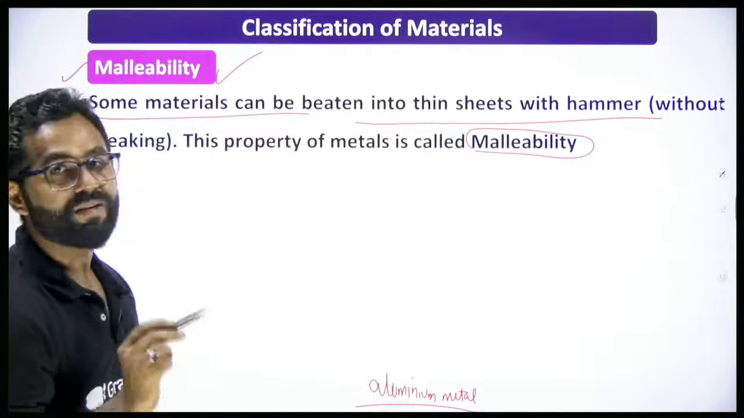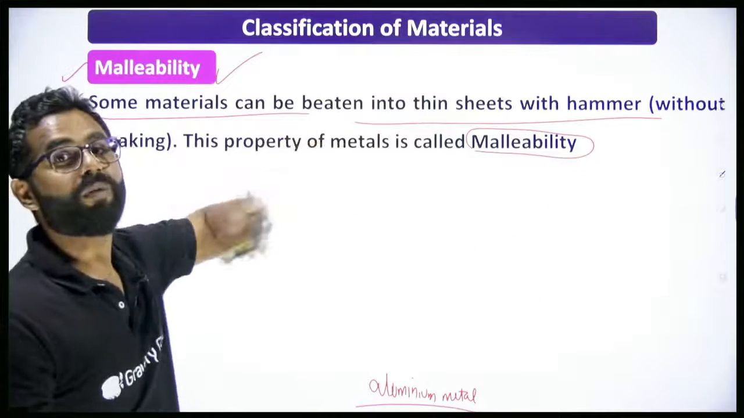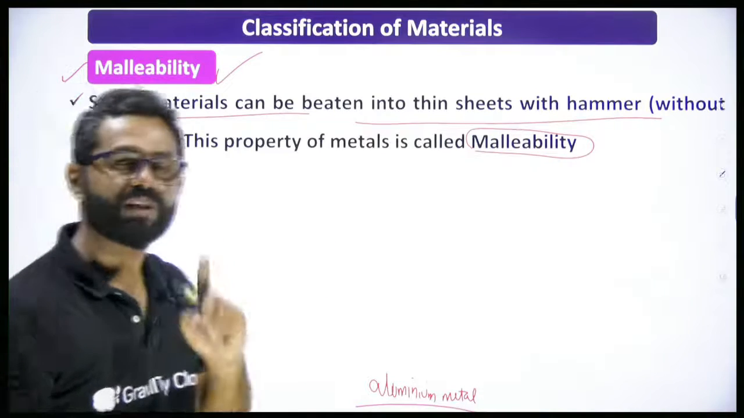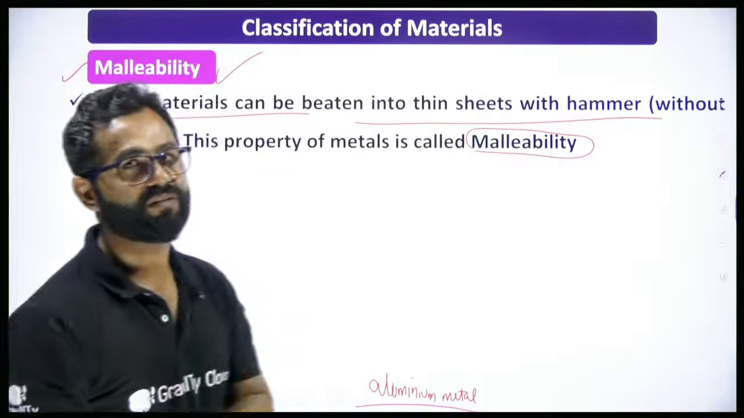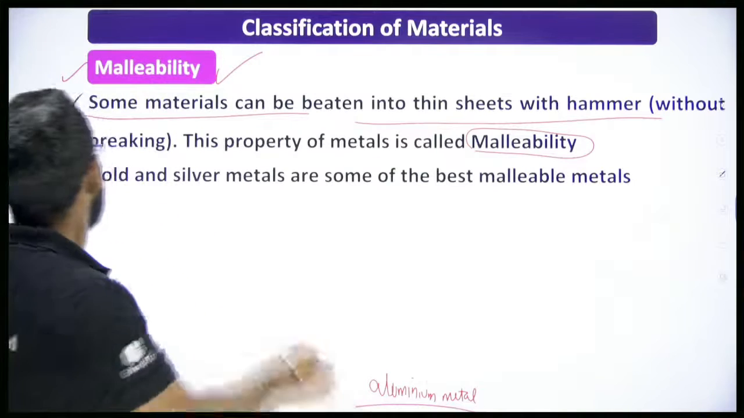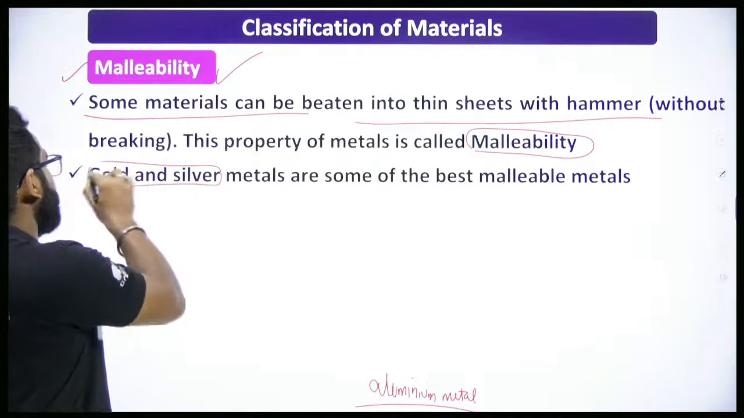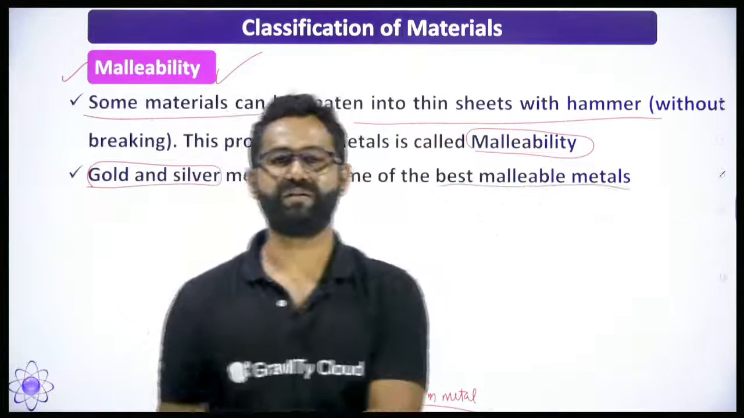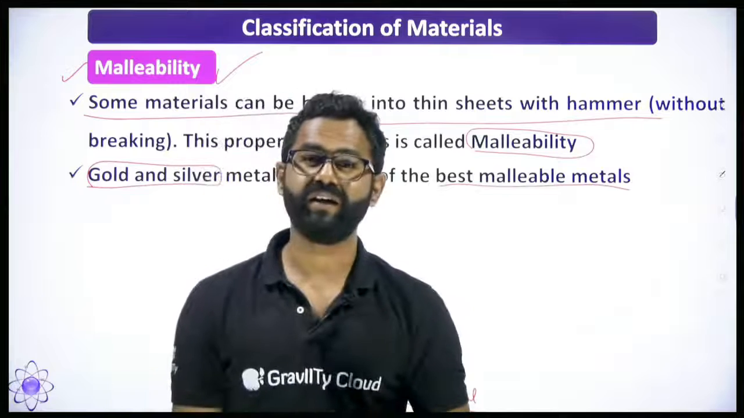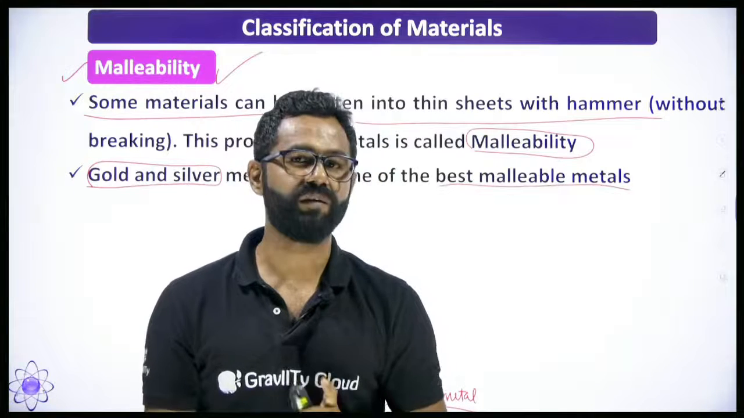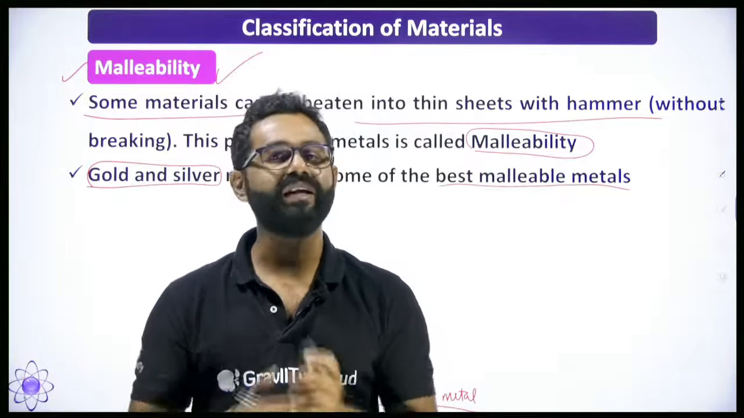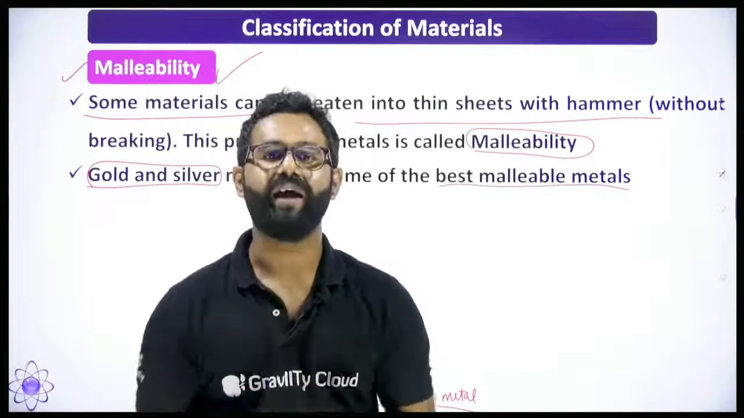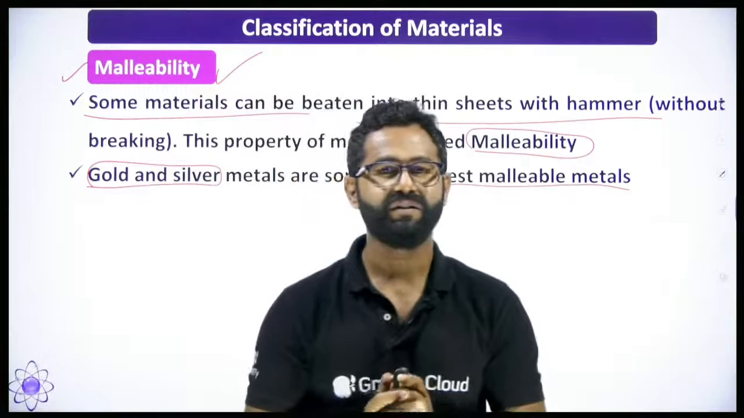When I say malleable, that means malleability is a property of materials according to which we can convert them into very thin sheets. Simple. Gold and silver are the most malleable materials available to us. That's why we can easily convert gold and silver into gold sheets and silver sheets.